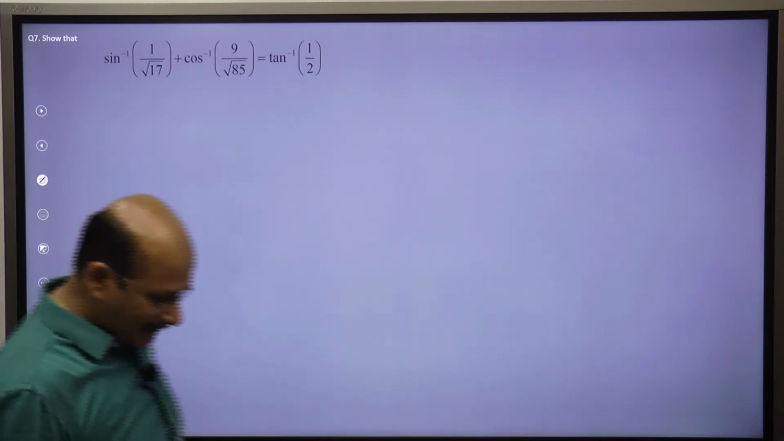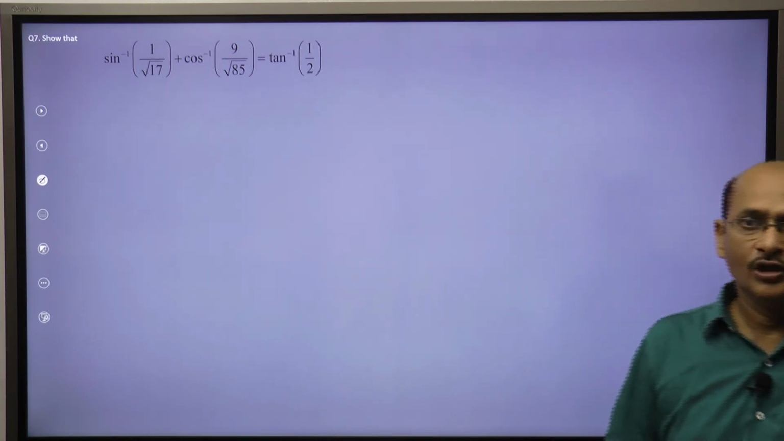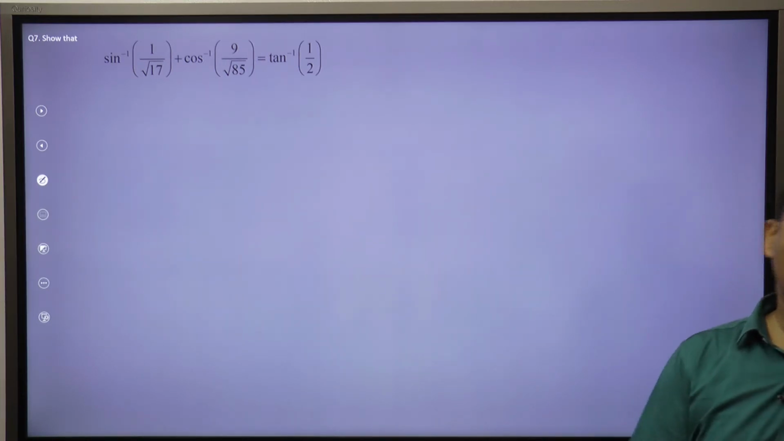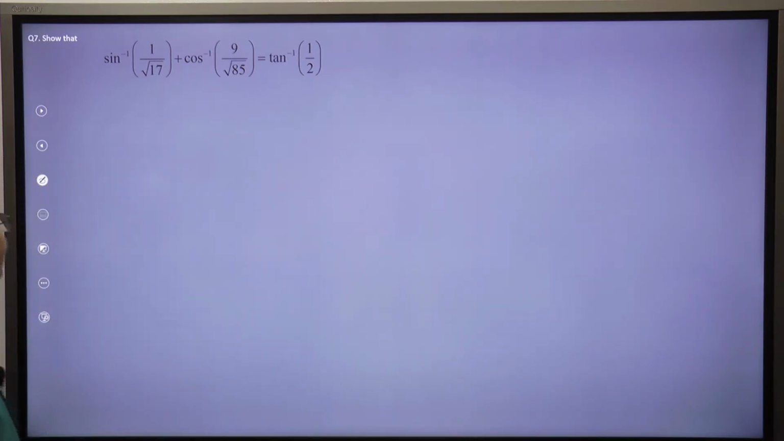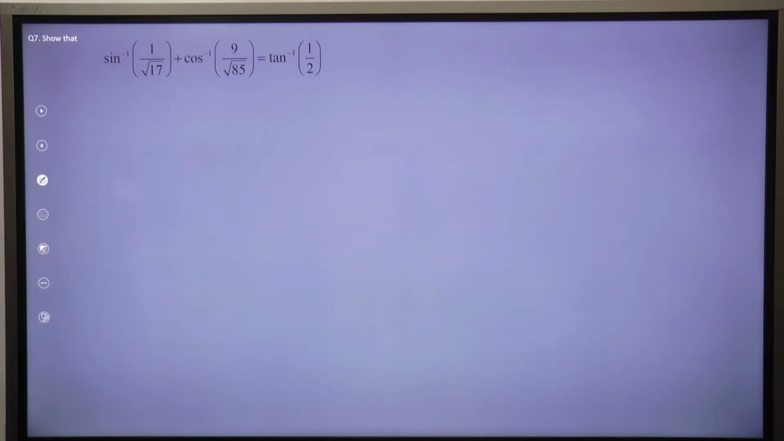Again, show that, because as I said, if you look at the board pattern, most of the questions are in show that, but recently you will see they are asking more sums on solve. So anyway, as we go on, we have to look at both aspects, both patterns of the sum, and let us see how we go about that. So here, there is sine inverse 1 upon root 17 plus cos inverse 9 upon root 85 is equal to tan inverse 1 by 2, right? So how I go about that, let us see. Sine inverse 1 by root 17 plus cos inverse 9 by root 85 is equal to tan inverse half. Okay, let us see this portion now.